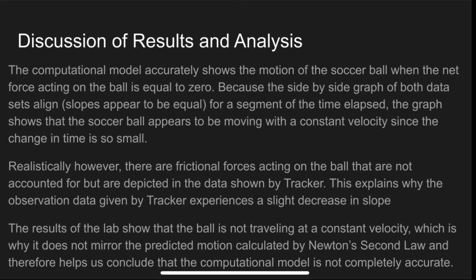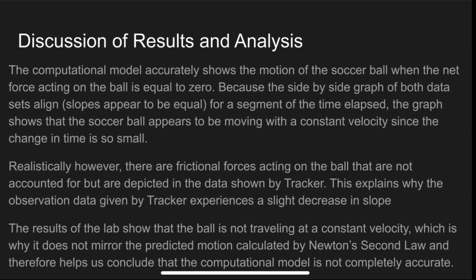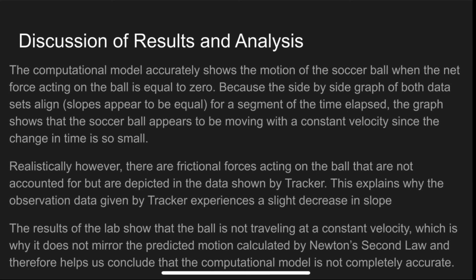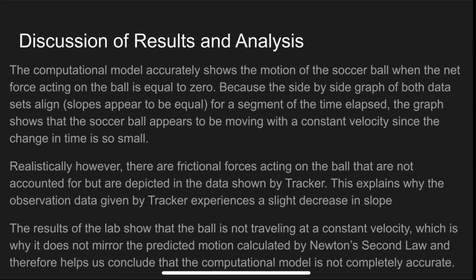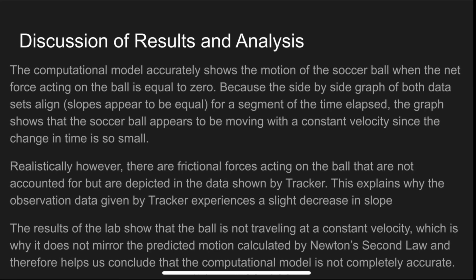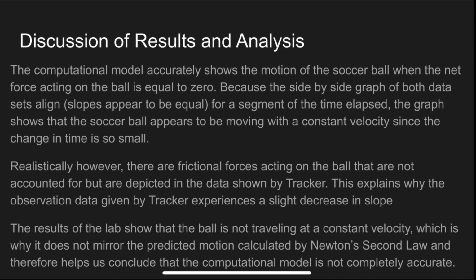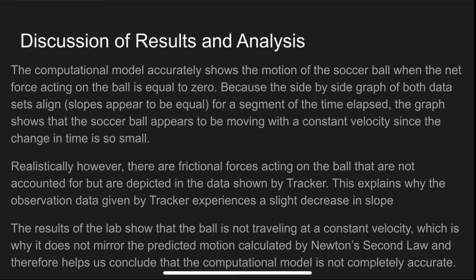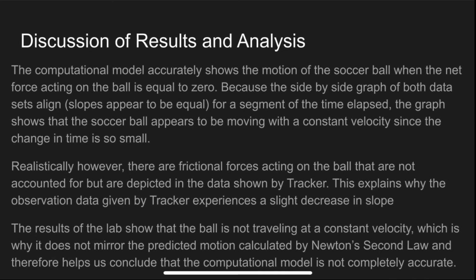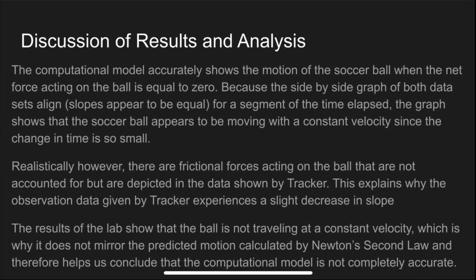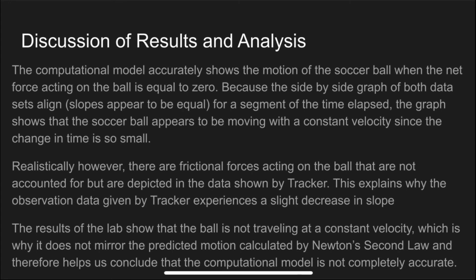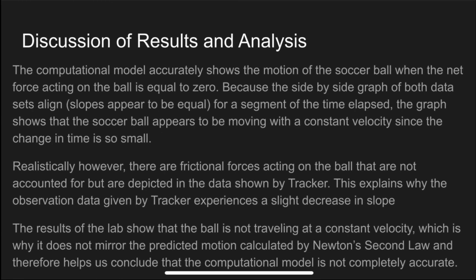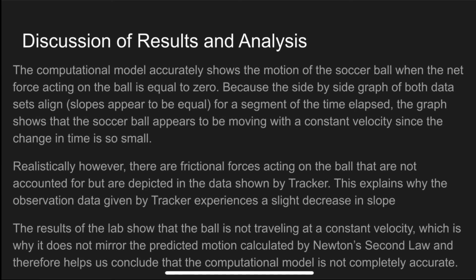The results of the lab show that the ball is not traveling at a constant velocity, which is why it does not mirror the predicted motion calculated by Newton's second law, and therefore helps us conclude that the computational model is not completely accurate. Additionally, it's important to note that Newton's second law only has F net in the equation and does not have any additional information about the number of pushes and pulls, which would mean that it would be not very realistic or maybe even impossible for you to say how many pushes and pulls are added together to give 0 net force in the case of where I was observing the soccer ball.